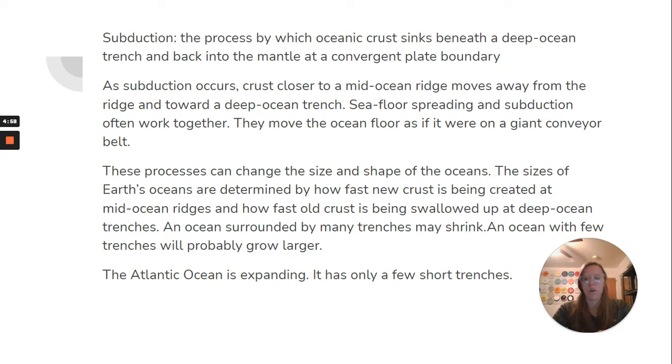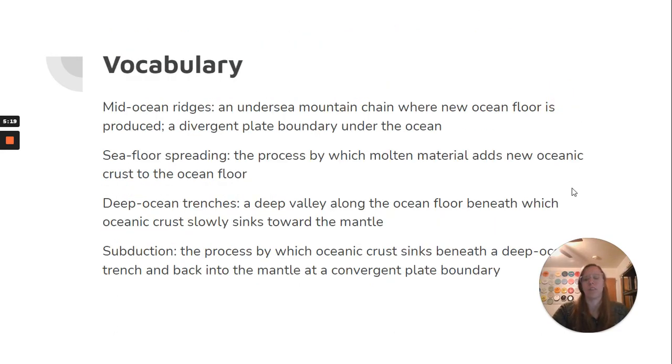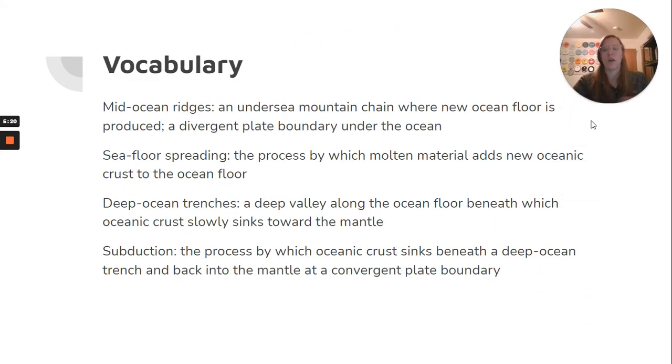The sizes of Earth's oceans are determined by how fast new crust is being created at mid-ocean ridges, and how fast old crust is being swallowed up at deep ocean trenches. An ocean surrounded by many trenches may shrink. An ocean with few trenches will probably grow larger. So the Atlantic Ocean is actually expanding. It only has a few short trenches. Just an example.